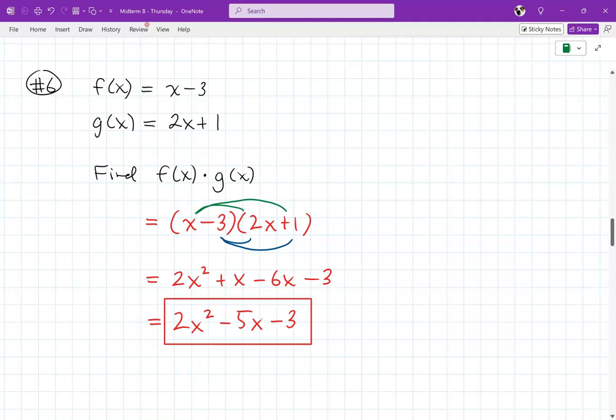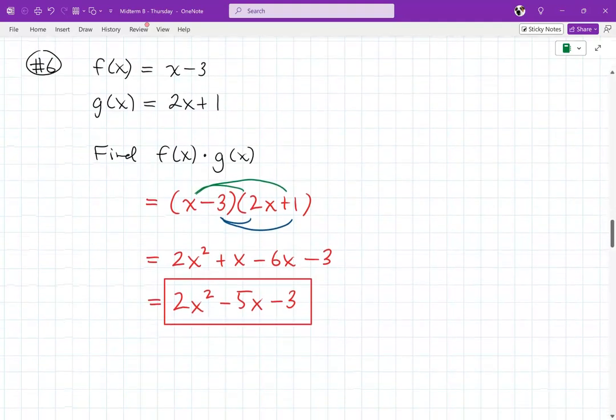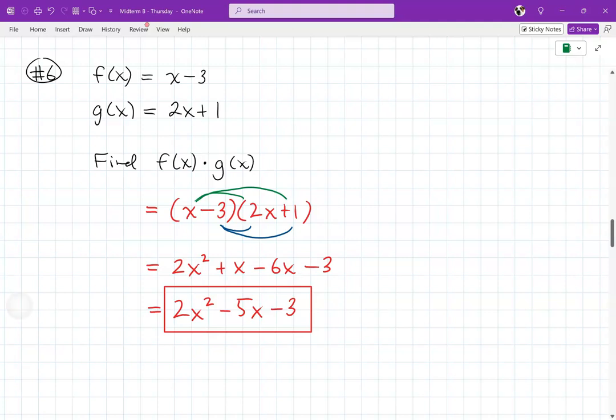Again, these are not supposed to be hard problems. You're either adding, subtracting, or multiplying. We're not dividing, we're just adding, subtracting, or multiplying. Okay? So that's question 6. Any questions so far, 1 through 6?